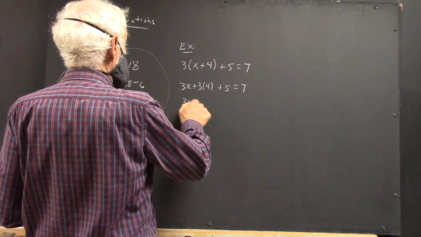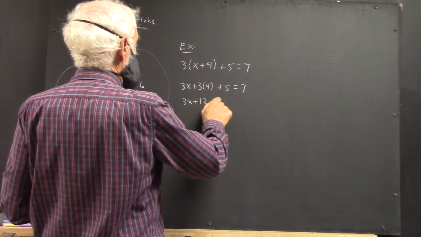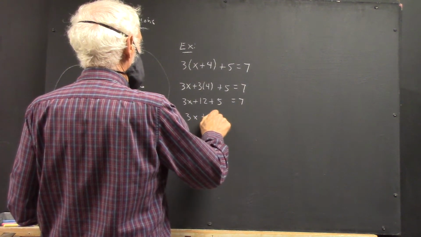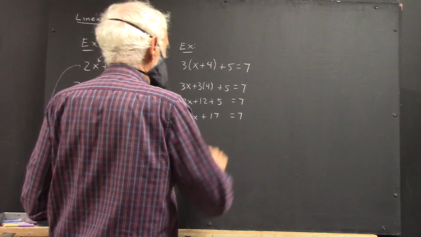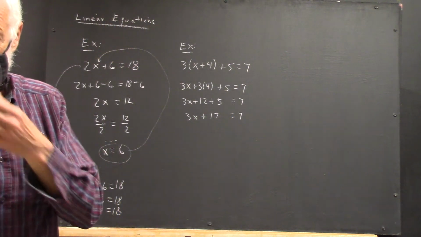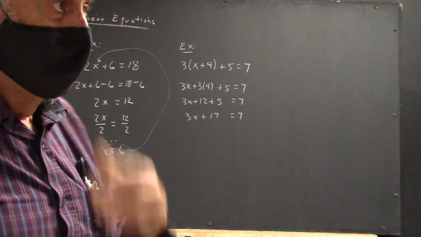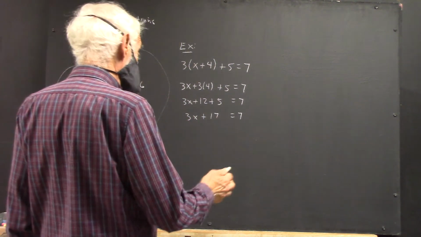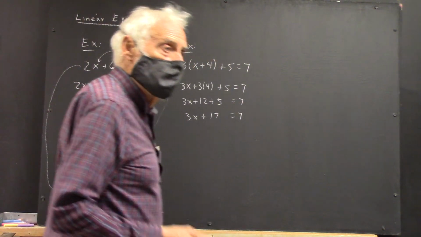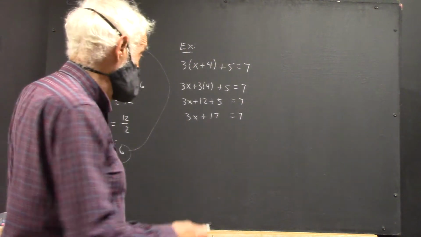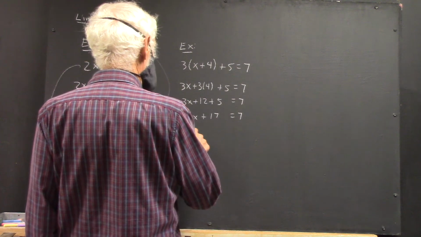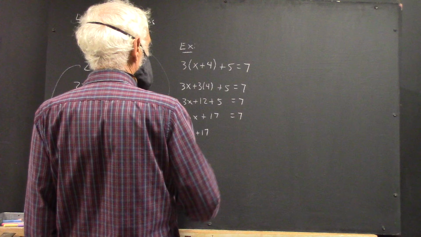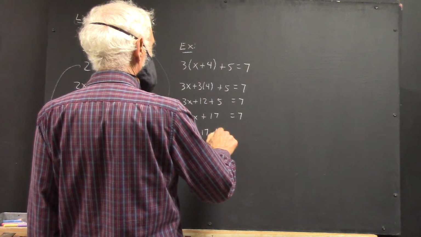Then that's 3x plus 12 plus 5 equals 7. I recommend that when you're first doing this, you don't skip steps. Just write it out. It doesn't take long. It's kind of automatic if you know how to do it, and if you don't know how to do it, you need to get in the right habits. So you've got 3x plus 17 equals 7. Now you can say 3x plus 17, and you're going to subtract the 17.